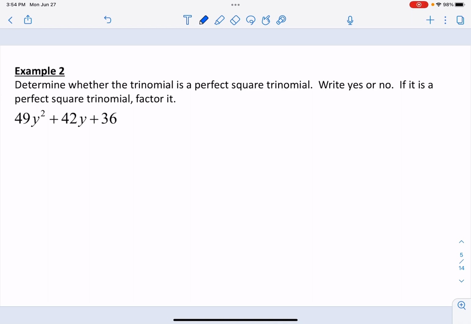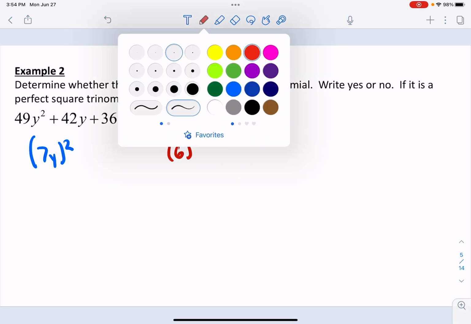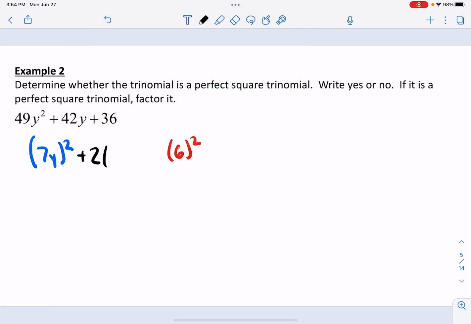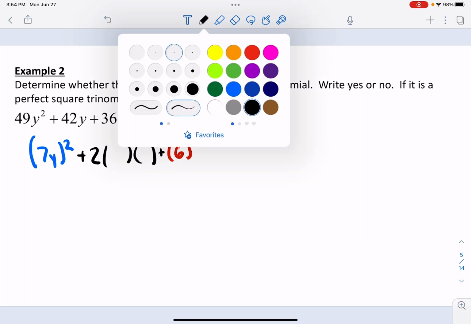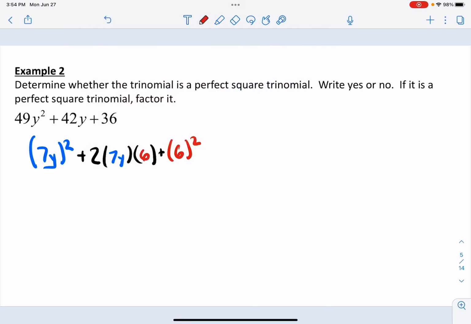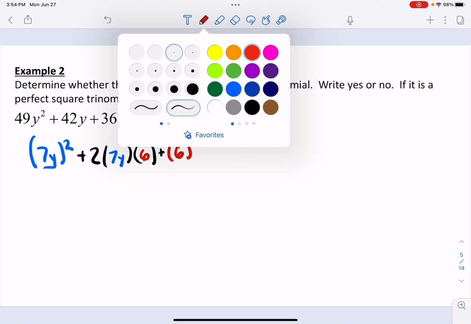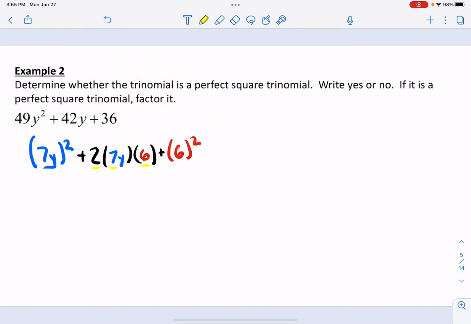Okay, for this next one, 49y squared, well, that's (7y) squared. 36, well, that is 6 squared. Now, my middle term is plus 2 times a times b. Well, a in this case was 7y. B in this case is 6. So you want to look at 2 times 7 times 6. Well, what's 2 times 7 times 6? 2 times 7 is 14. 14 times 6 is 84. That's not the same thing as what we have here. What they forgot to do in this problem is they forgot to multiply by the 2. So this is not a perfect square trinomial.